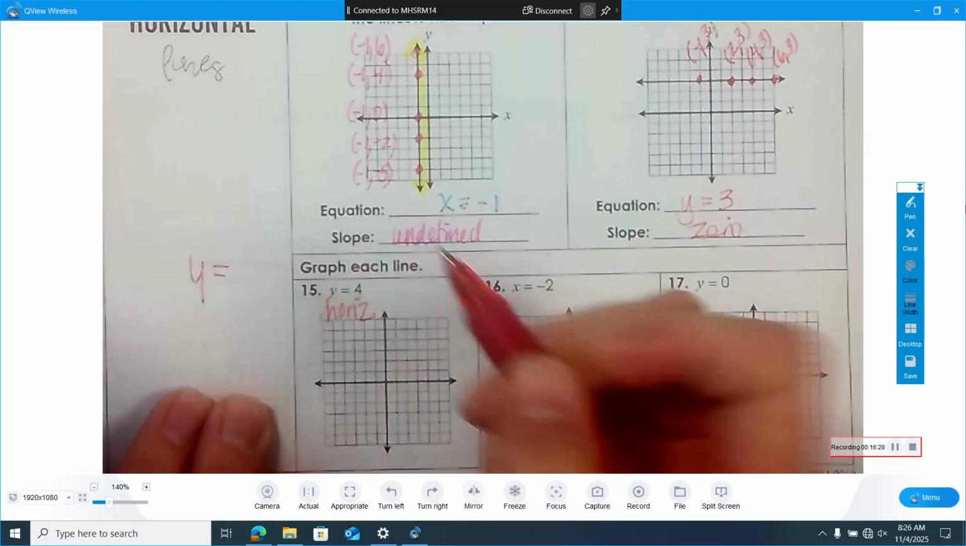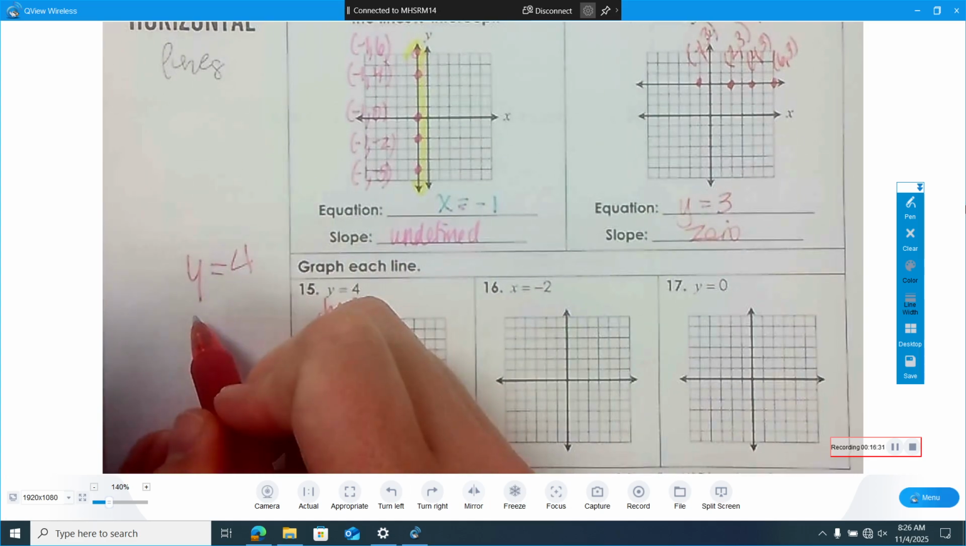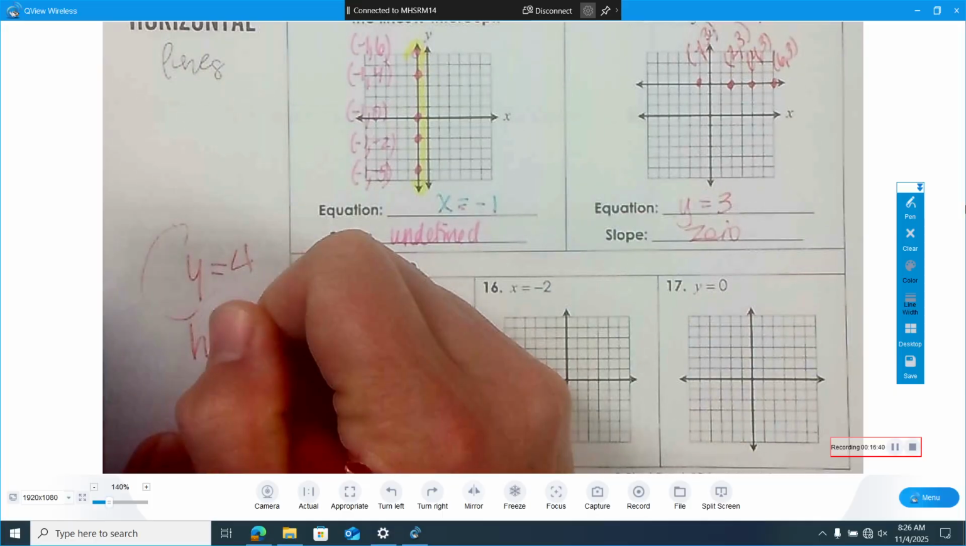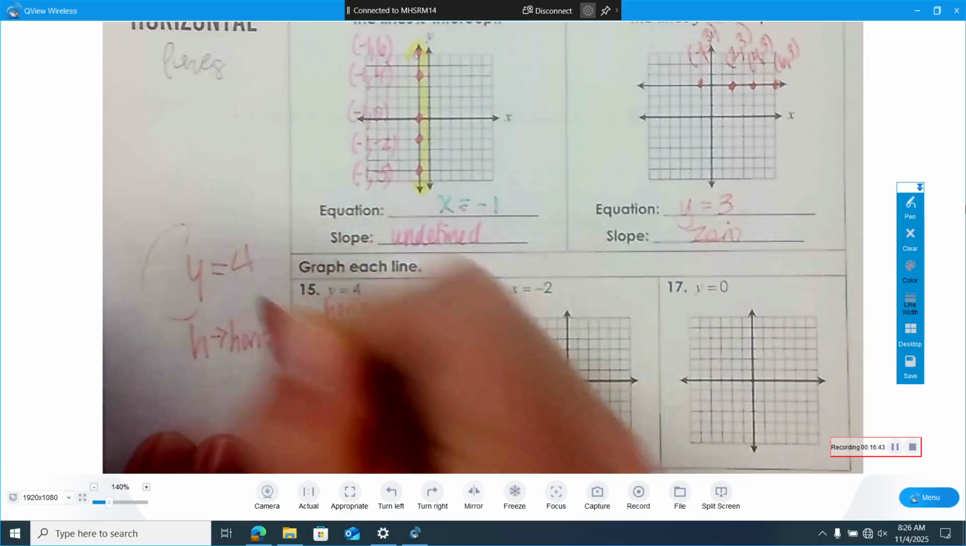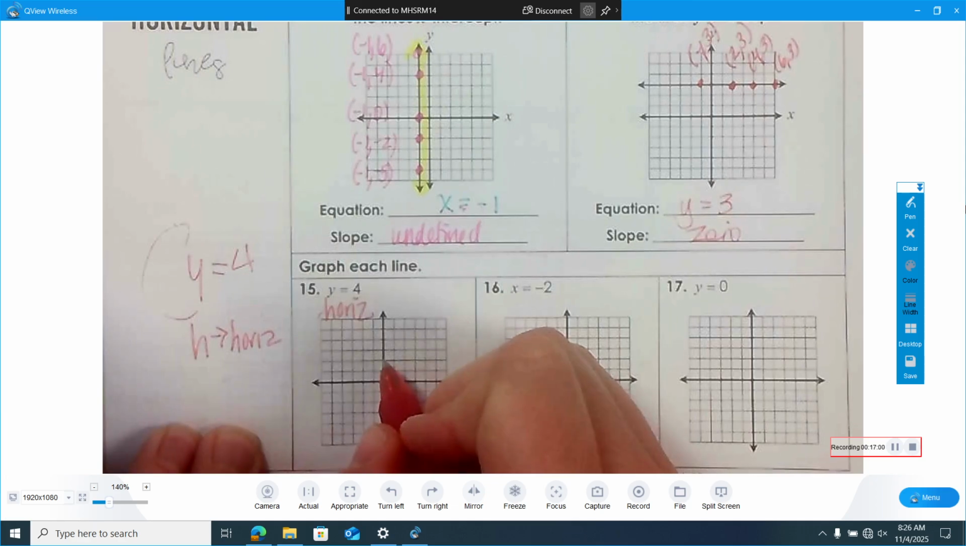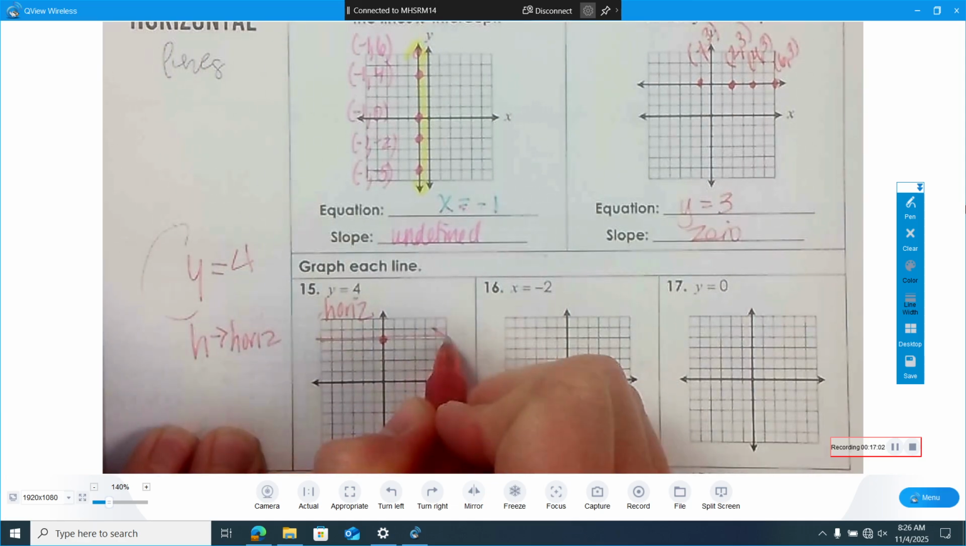Y equals 4. If you have an imagination, the way that I drew this y, if you spin it around, what letter is it? H. It's an H. H for horizontal. This is the way my mind works. How do I remember y equals is a horizontal line? Because the y is just an H upside down. That's all. Okay? Horizontal line through 4. 1, 2, 3, 4 on the y-axis. It is a horizontal line.